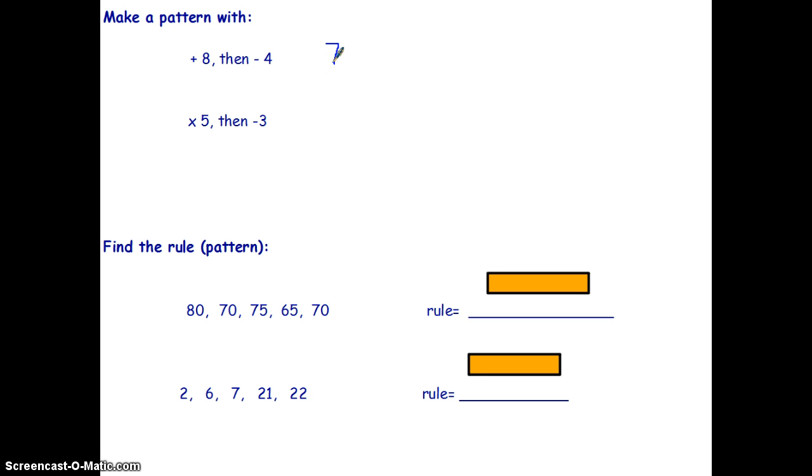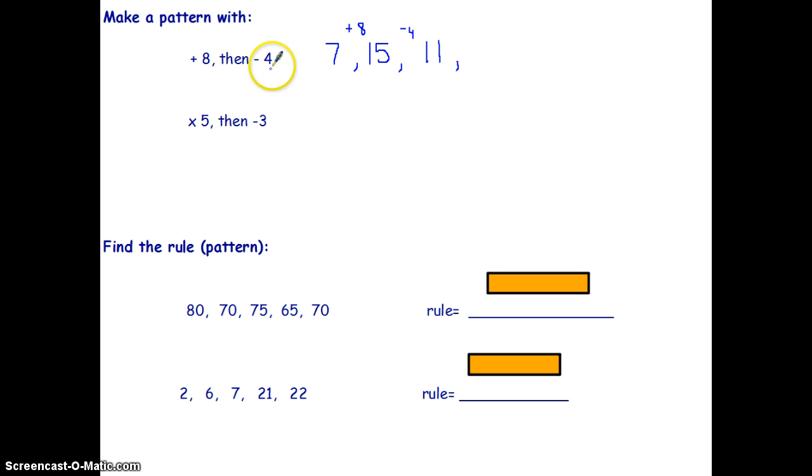Okay? If I start with 7 and the first part of my rule is adding 8, what would my next number be in my pattern? If you said 15, you're correct, because this is 7 plus 8 equals 15. Now, I need to subtract 4. That's the next step to my pattern. So 15 minus 4 is going to be what? 11. If you said 11, you're correct.